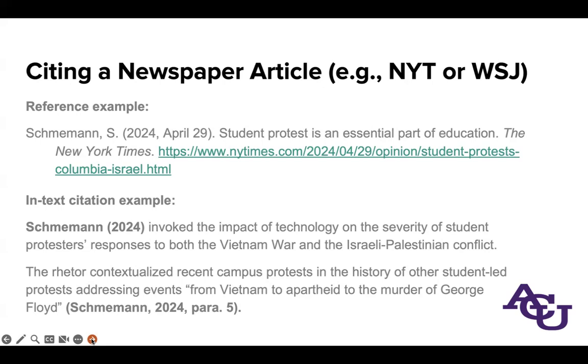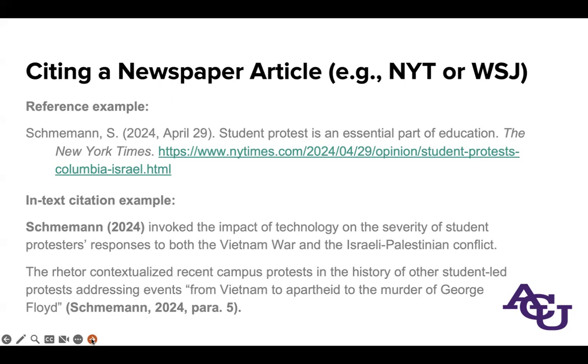Our in-text citations, again, will follow author-date format. Schmiemann's name is followed immediately by 2024, whether we name Schmiemann in the sentence as a word or in parentheses at the end. So for the first example, I have Schmiemann, 2024, invoked the impact of technology on the severity of student protesters' responses. That's a paraphrase.